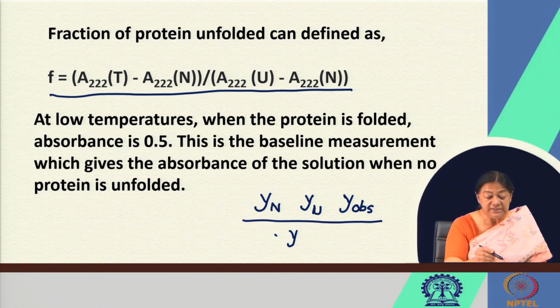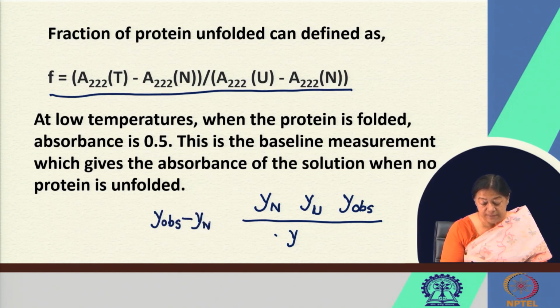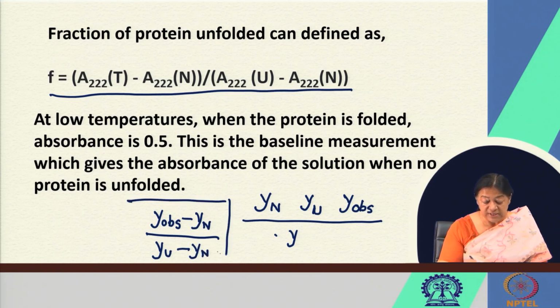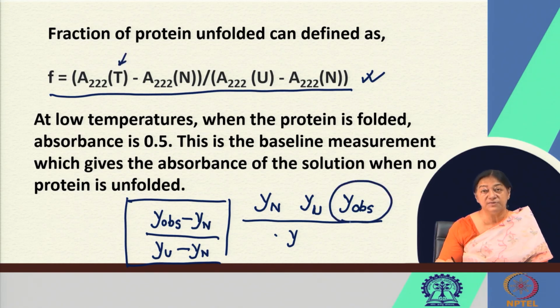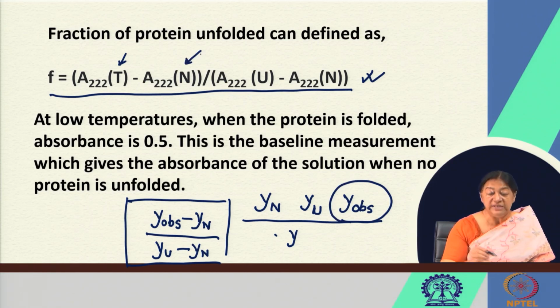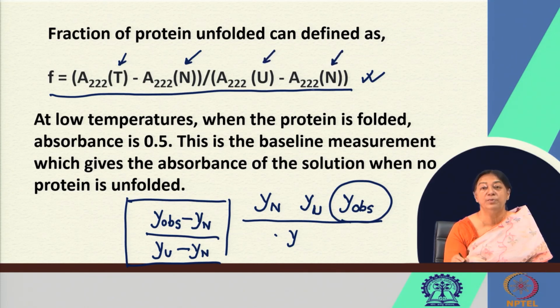This means that this is the fraction. So, we have Y observed minus the Y native, divided by the Y unfolded, where we are going to have the largest signal in this case, minus the Y native. So, this gives us a measure of the fraction of protein unfolded that is given here. So, A222 at a temperature T, that is the observation, the intermediate observations, A222 for the native form, A222 for the unfolded form, and A222 for the native form.